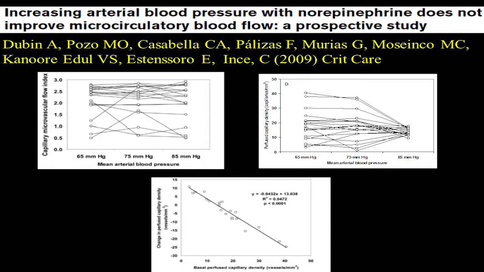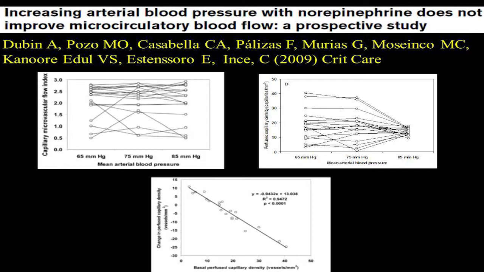Vasopressors, which we're using more and more as well. So in this study, they used noradrenaline to increase the blood pressure in an adult patient population from 65 to 75 to 85 mean arterial blood pressure. And as you can see, it did not really change the microvascular flow index. And also the vessel density all over did not change.